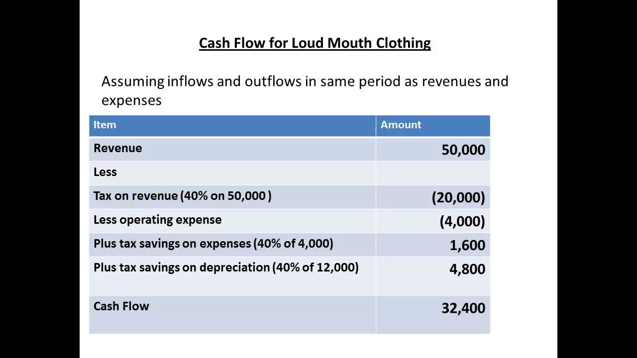From the cash flow statement, we shall assume all inflows and outflows take place in the same period as revenues and expenses. So, revenues represent an inflow of $50,000 with outflows of tax of 40%, making $20,000, and operating expenses of $4,000. We then add back the tax savings on expenses, $1,600, and on depreciation, which is 40% of $12,000, making a figure of $4,800. So the net cash inflow is the inflow of $32,400.